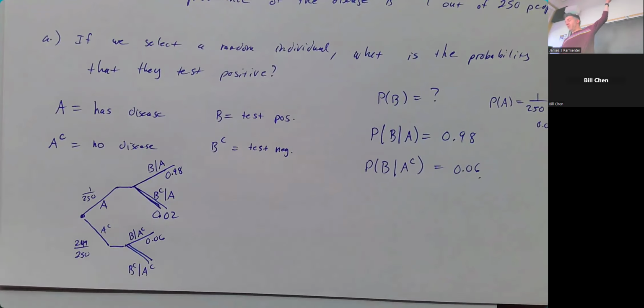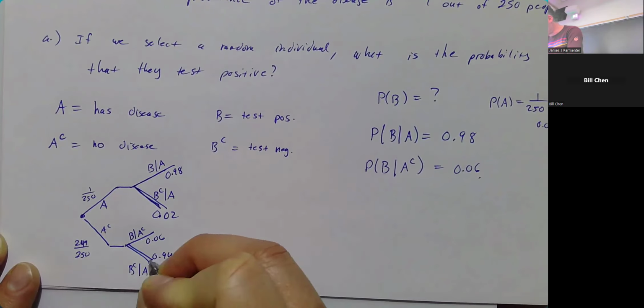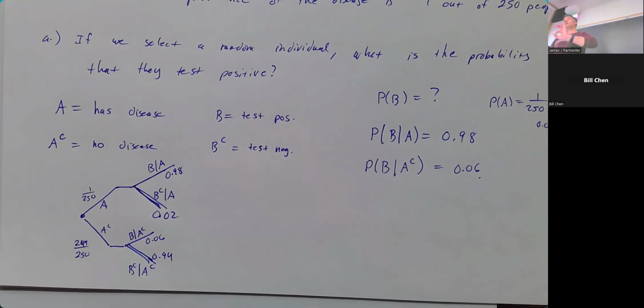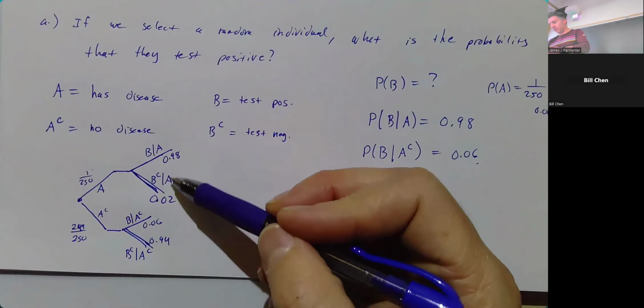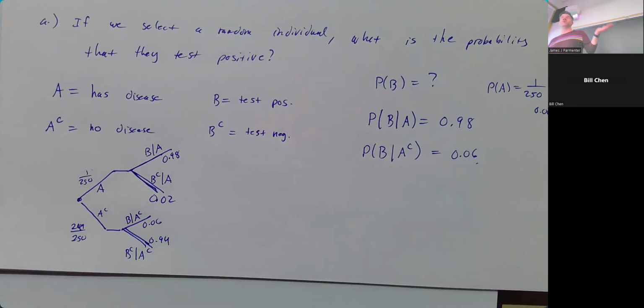So if 6% of the people that don't have the disease test positive, what percent of the people that don't have the disease test negative? You could also just say the rest. I know, right? It's, let's see, 1 minus 0.06 is 0.94. But we know it's the rest. The nice thing about these trees is that each branching has to add up to 1. This branch, these add up to 1. This branch, these add up to 1. This branch, these add up to 1. Always true. You have to have all the possibilities happening.